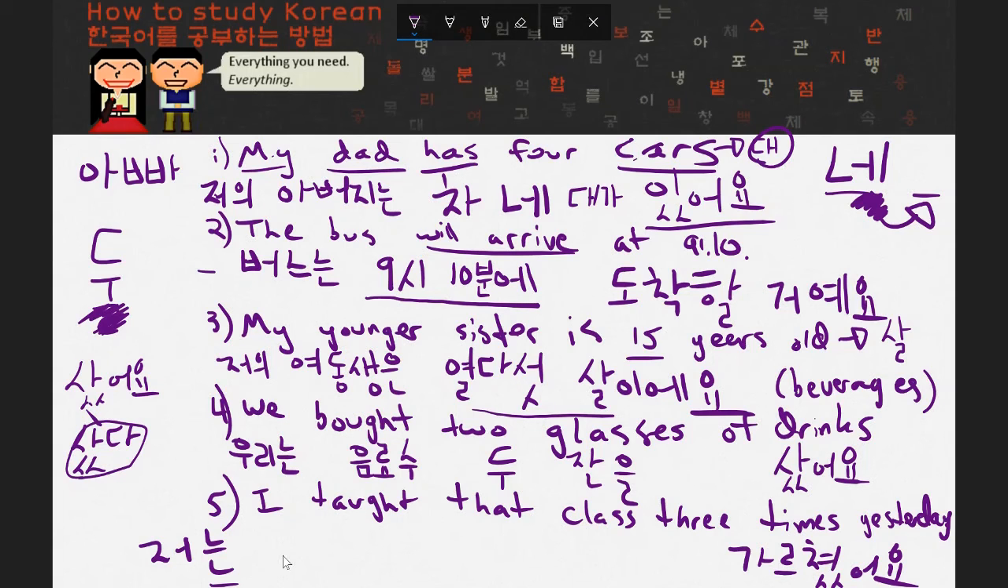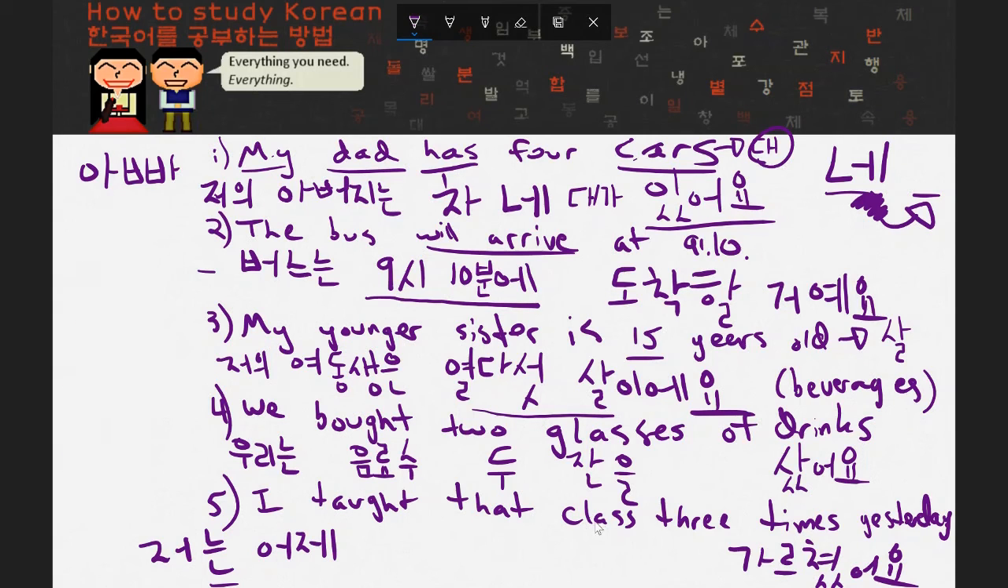It doesn't say anything else, so I have to add a whole bunch of stuff in the middle to indicate that specifically I taught that class 3 times. And yesterday. The place where I put yesterday can actually be put in multiple places in the sentence. I'll just put it here, although you could have also put it in other places, 어제, to indicate that it was yesterday.